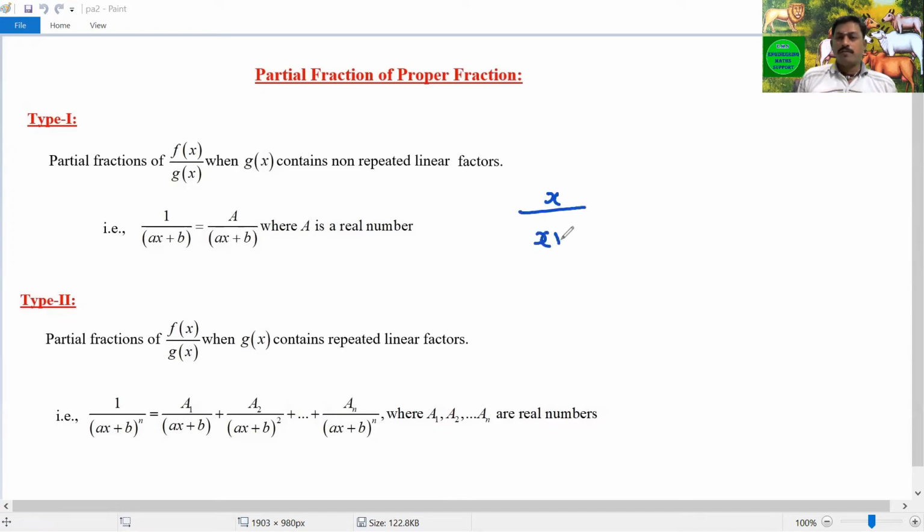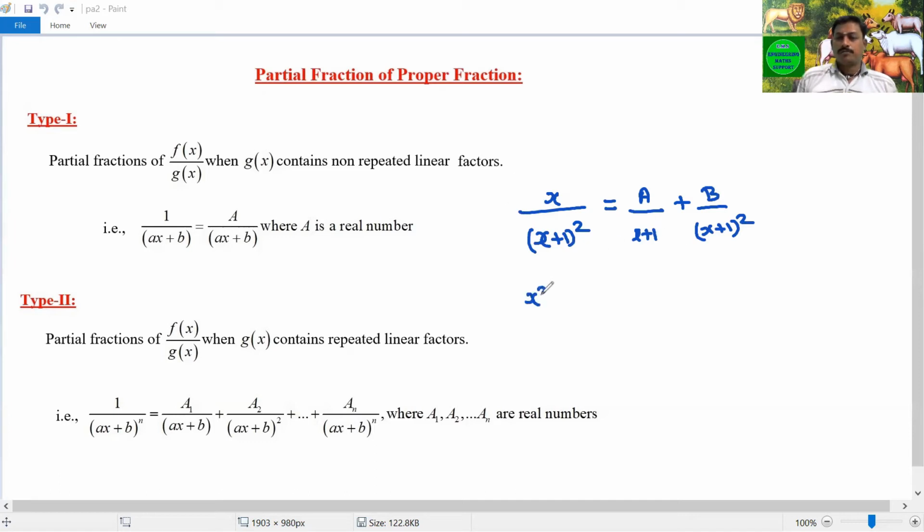Example, if the given fraction is of the form x by x plus 1 the whole square. If you observe this, it is a repeated linear factor. This x plus 1 is repeated twice here, so it is called a repeated linear factor. We can write the partial fraction as A by x plus 1 plus B by x plus 1 the whole square. We can introduce the constants as we like, as a1, a2, a3 like that, or we can use A, B, C, D also.